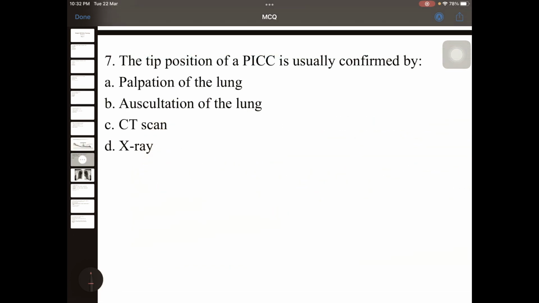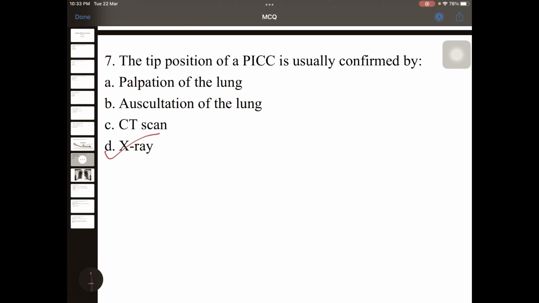Question number 7. The tip position of a PICC line is usually confirmed by option A, palpation of the lungs, option B, auscultation of the lungs, option C, CT scan, option D, X-ray. The correct option here is option D, which is X-ray. After the insertion of a PICC line, usually they send an X-ray for confirmation of the position of the PICC line.